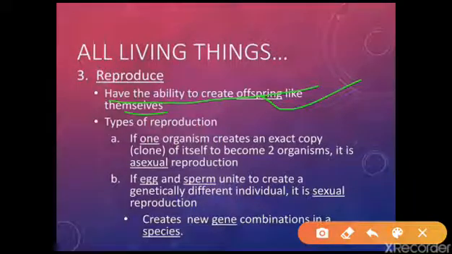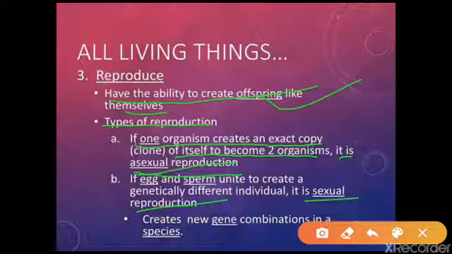Now the types of reproduction are given. What are the types of reproduction? As we all know, it is of two types. The first one is asexual and the second one is sexual reproduction. Now in asexual, let's see what is written. If one organism creates an exact copy of itself to become two organisms, it is asexual reproduction.